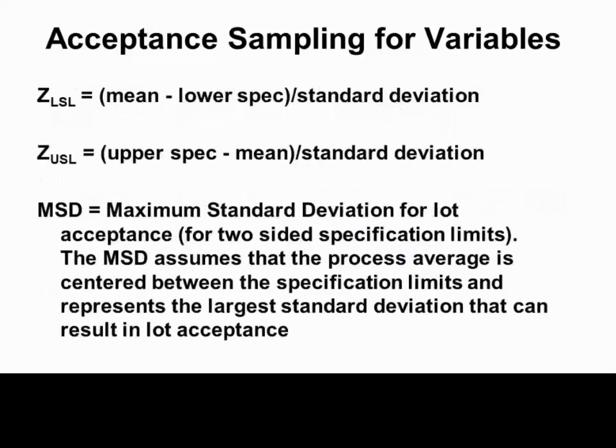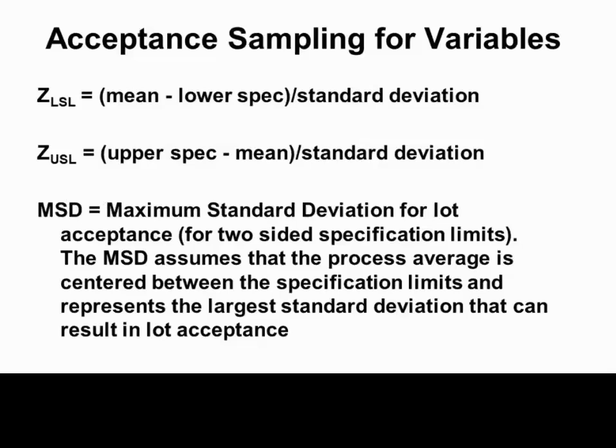So what you do is you calculate the mean and the standard deviation, and then you compare how far, in terms of number of standard deviations, the mean of your distribution is to the spec limits. So mean minus lower spec divided by standard deviation, upper spec minus mean divided by standard deviation. These are called z-values. They tell us specifically how many standard deviations the mean is above the lower spec, and how many standard deviations the upper spec is above the mean.